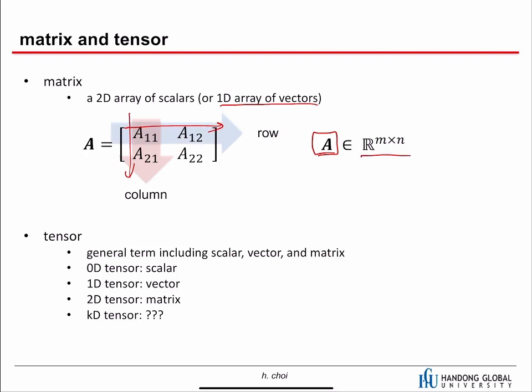And we can talk about tensors to generalize scalars, vectors, and matrices. A scalar is actually a zero-dimensional tensor, a vector is a one-dimensional tensor, and a matrix is a two-dimensional tensor. We don't have specific terminologies for 3D and 4D tensors.